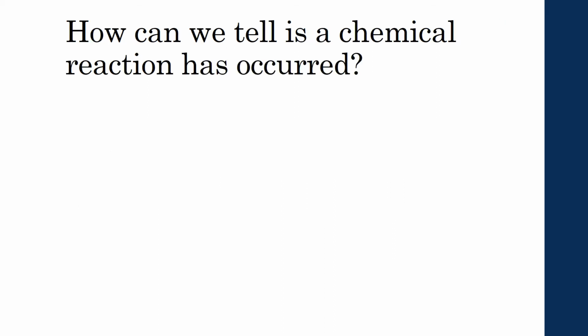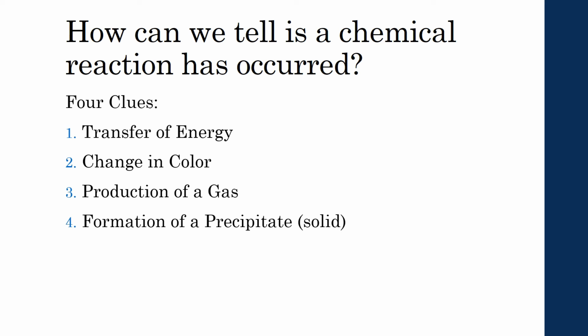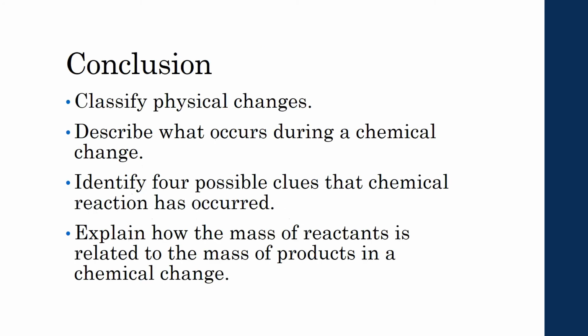So how can we tell a chemical reaction has occurred? There's a typo here, but how can we tell a chemical reaction has occurred? There are 4 clues. There's a transfer of energy, a change in color, production of a gas, and formation of a precipitate. So there are a couple of things that happen when there is a chemical reaction. One of these 4 things has to occur in order for there to be a chemical reaction.